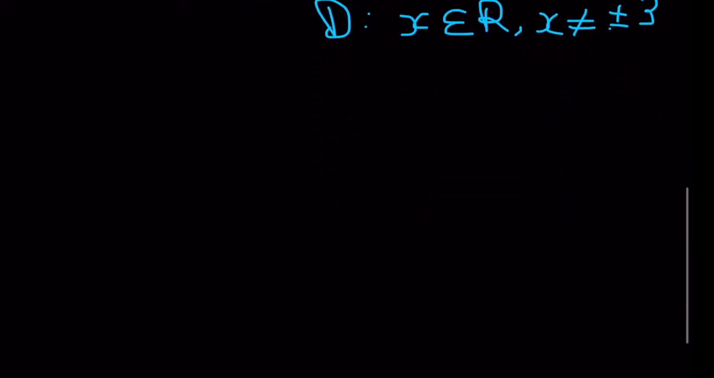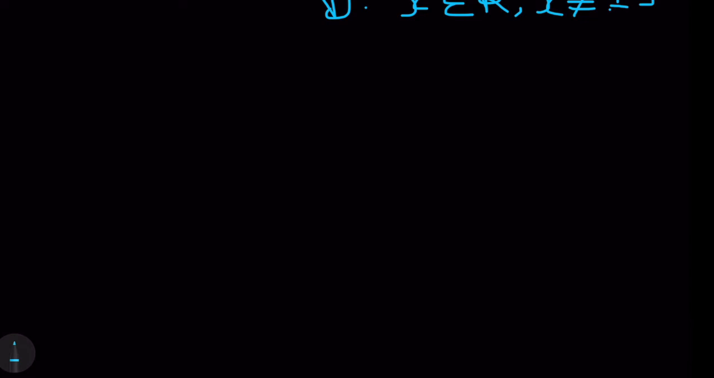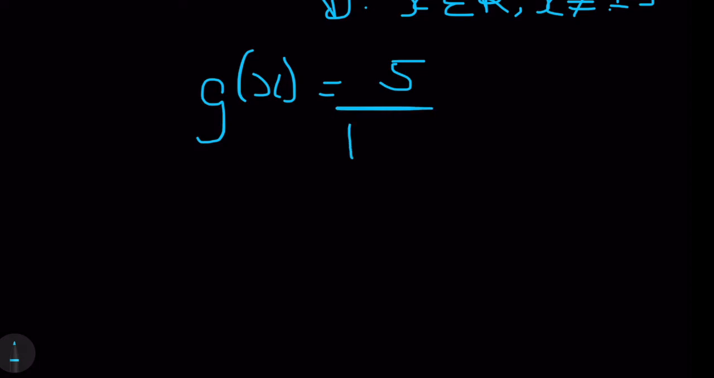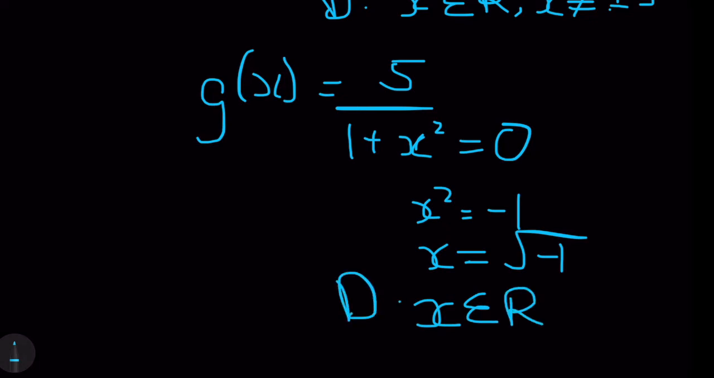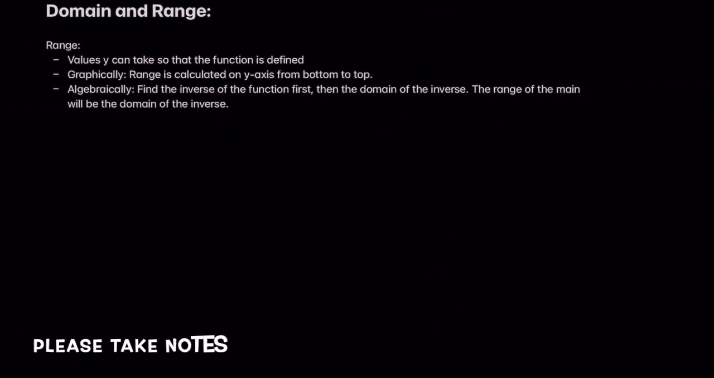Let's do a final example to be thorough with this concept. Supposing you get g of x is equal to 5 over 1 plus x squared. Simply equate 1 plus x squared to 0. You get x squared is equal to minus 1. Then x is equal to root of minus 1. Now we know that root of minus 1 is not a real number, it is undefined. So the domain for this function will be x is a subset of all real numbers, since root of minus 1 does not exist. Now let's move on to range.